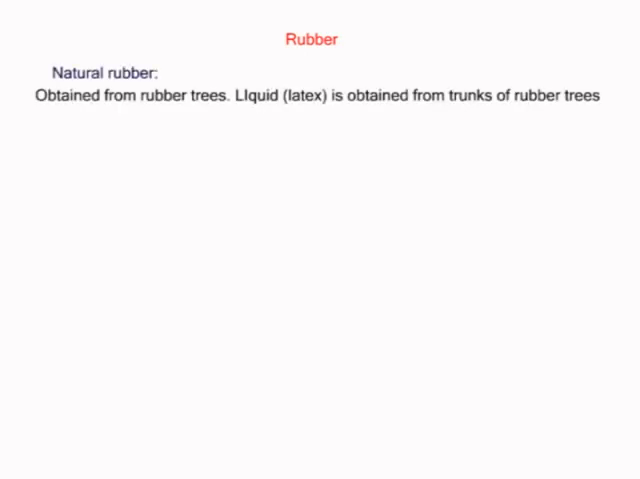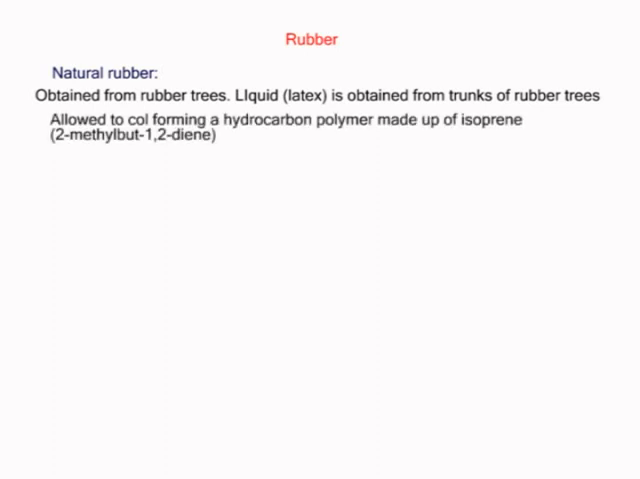Next is rubber, and naturally occurring rubber can be obtained from rubber trees. Rubber trees give out a liquid that is called latex, which is collected from cuts in the trunk of the rubber tree. This latex is then allowed to coagulate, resulting in a hydrocarbon polymer, which is made up of isoprene.